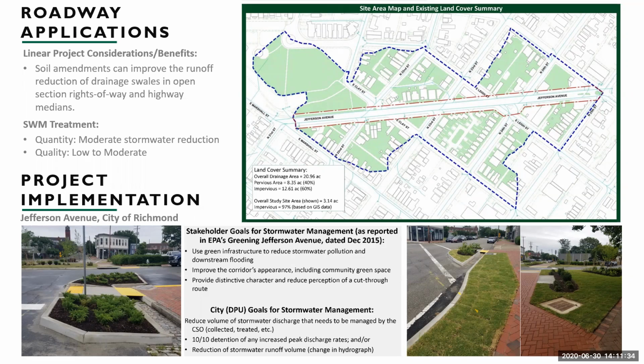Looking to use some green infrastructure to help reduce the stormwater pollution and downstream flooding in these areas. Obviously improve the corridor appearance with some community green spaces. Reduce the perception of cut through routes in here. And a lot of the things that we were trying to achieve with the stormwater on this was a reduction in the volume of discharge that comes to this area.